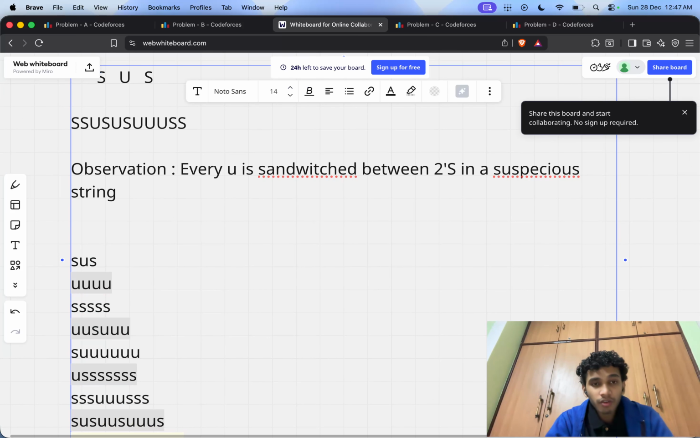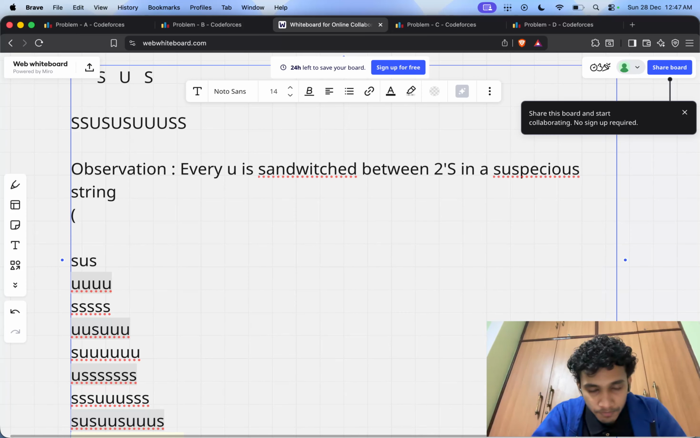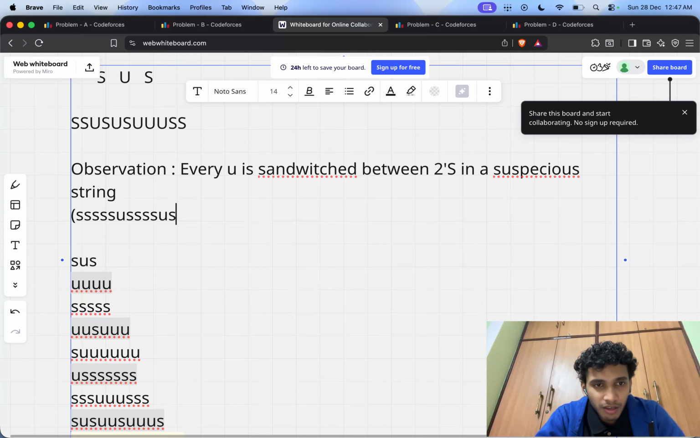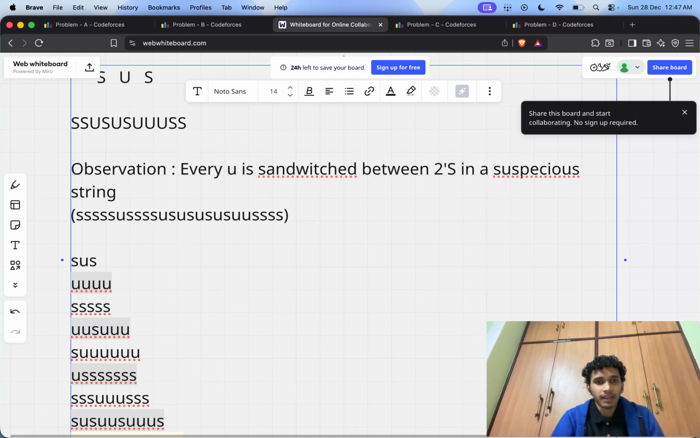So what is the final look of a suspicious string? There are some S and there is a U sandwiched between some S, then again some S, a U, then US, US, US, and then SSSS, something like that. What does this mean? Before and after every U, there should be a S present. If there are some consecutive S, we have nothing to do with them.